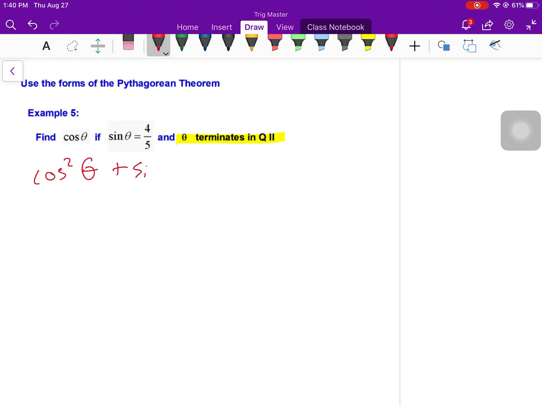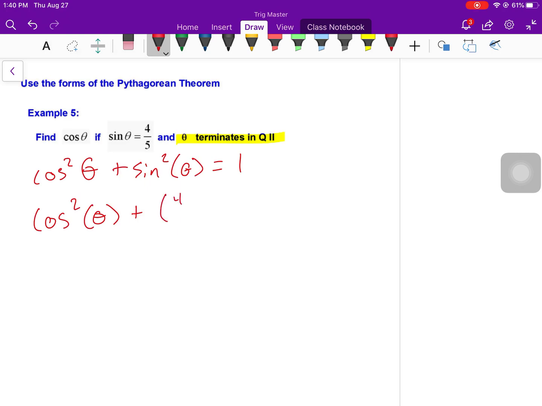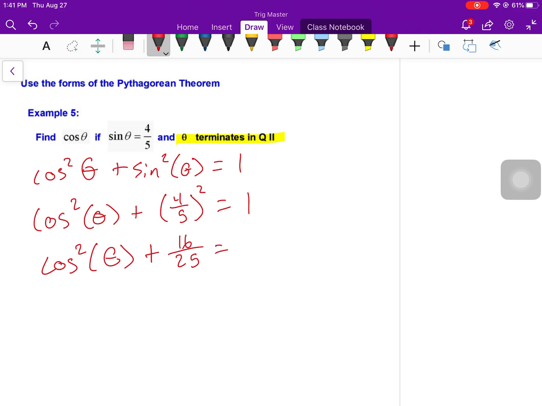The one that I remember all the time is this one right here. Cosine squared of theta plus sine squared of theta equals 1. If I want to figure out what cosine is, I would have to solve this whole thing for cosine. I'm just going to plug in the sine that I know first and then worry about solving for cosine. So cosine squared of theta plus 4/5 squared equals 1. I didn't change anything. 4/5 is what sine is, and that sine's squared. So I've got cosine squared of theta plus 16 over 25 equals 1.